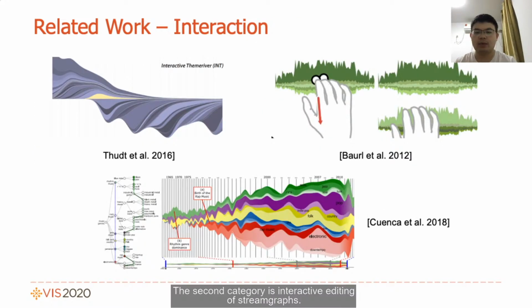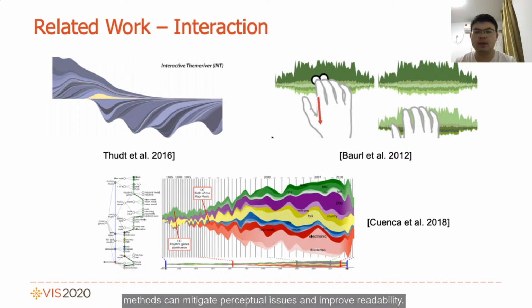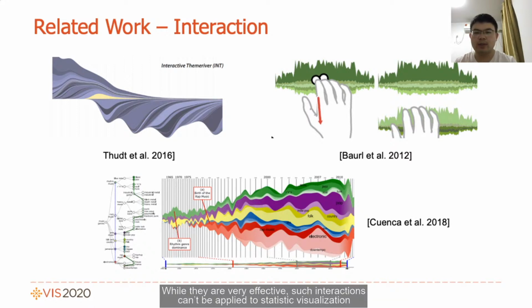The second category is the interactive editing of stream graphs. By applying interactive layout adjustments, the users can steer the stream graphs. Such measures can mitigate perceptual issues and improve readability. While they are very effective, such interactions can be applied to static visualization only and don't allow to create good stream graphs automatically.